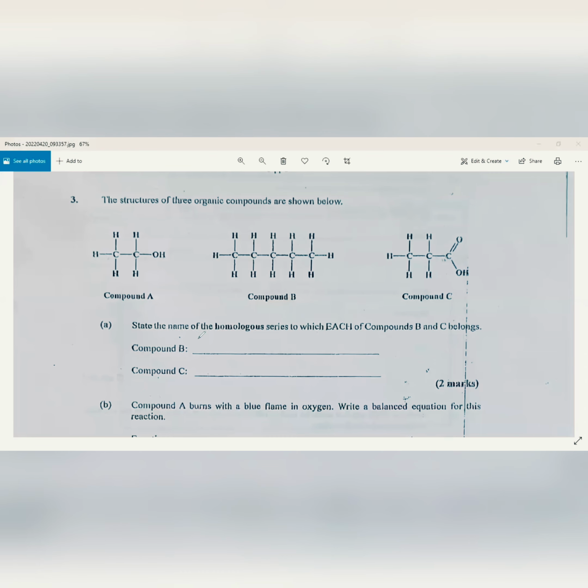So compound B would be an alkane, right? And compound C would be an acid, okay? So now we proceed along with the paper.